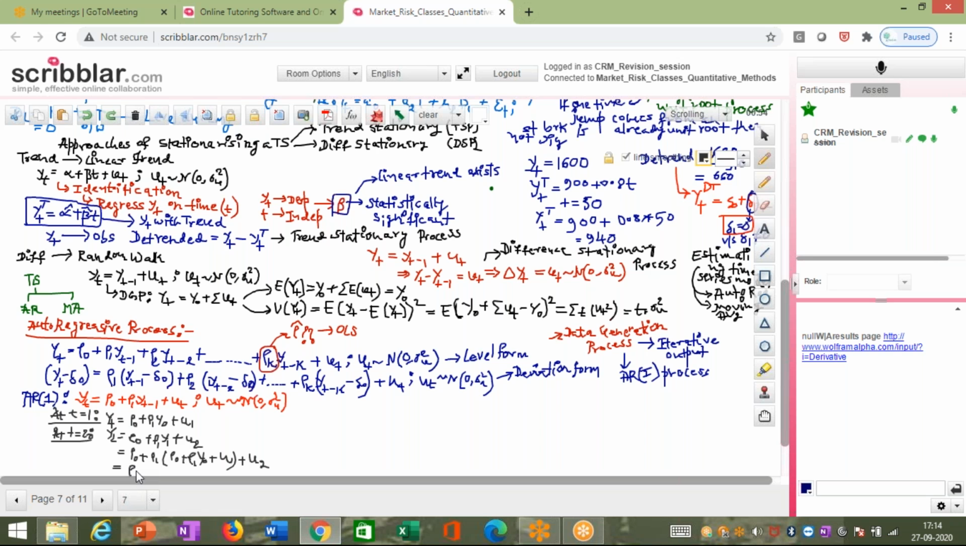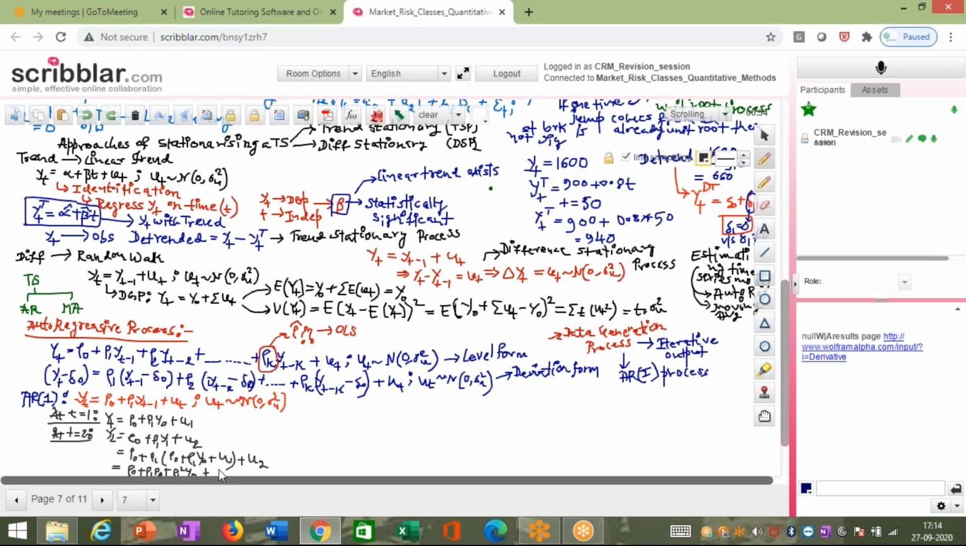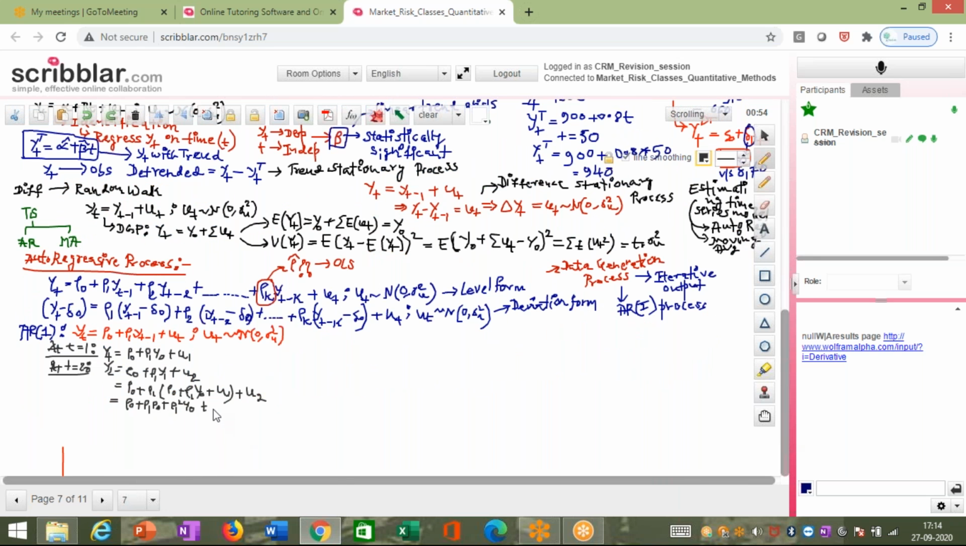So if I solve this, you will see that it becomes rho 0 plus rho 1 into rho 0 plus rho 1 square y0 plus rho 1 u plus u.